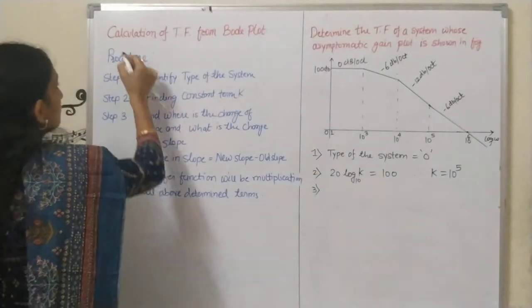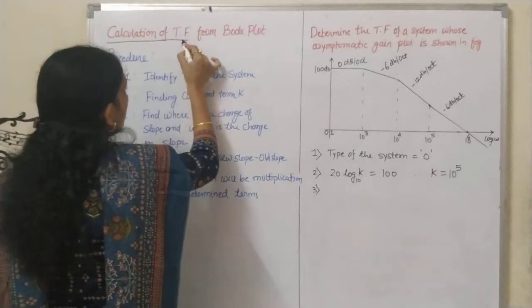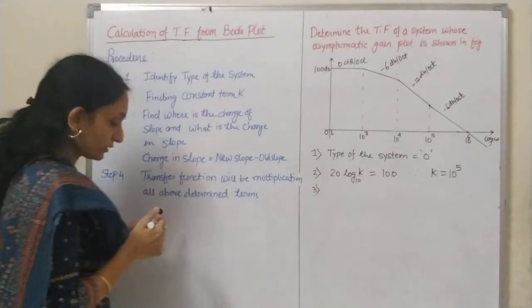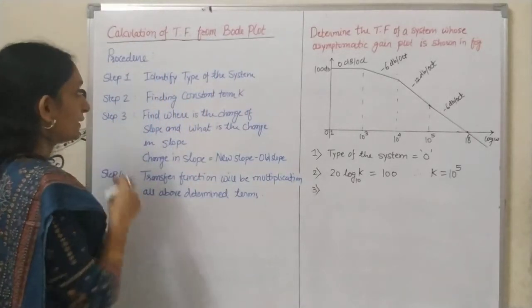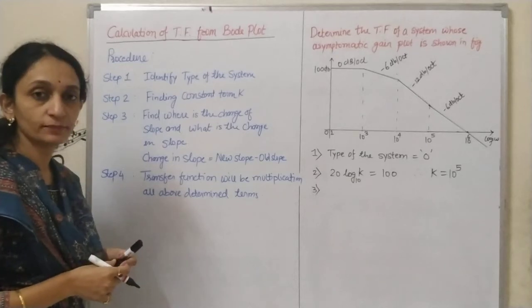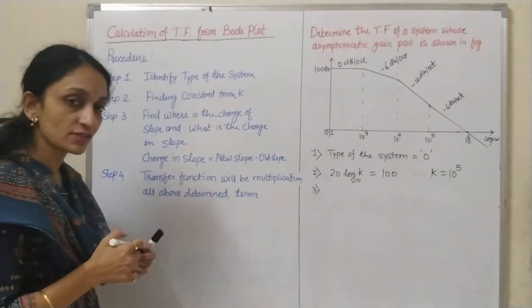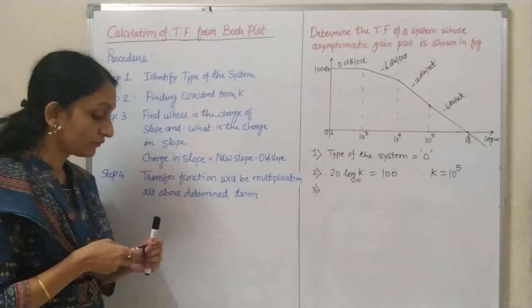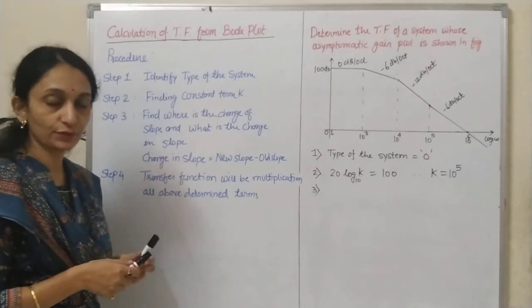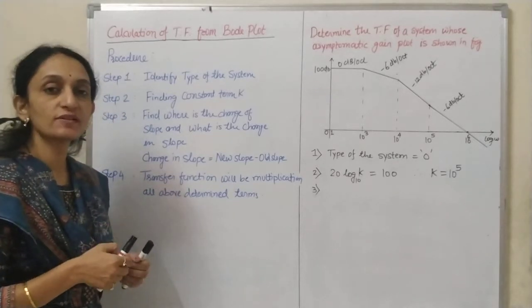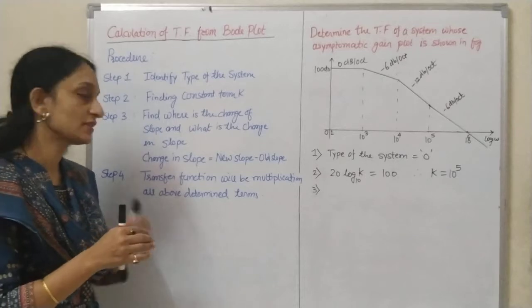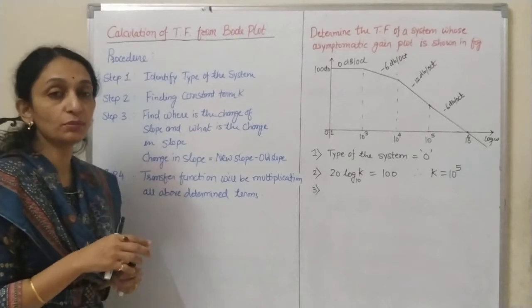Calculation of transfer function from Bode plot. Procedure. Step 1: Identify the type of the system. As I told you, the type of the system will give you the starting point. Suppose a type 0 system is there, so you know that the starting slope will always be 0 dB per decade.